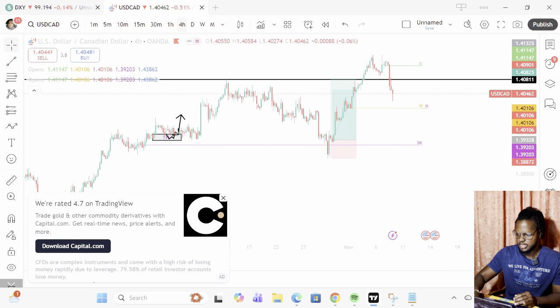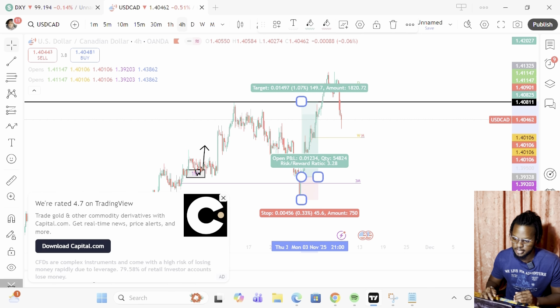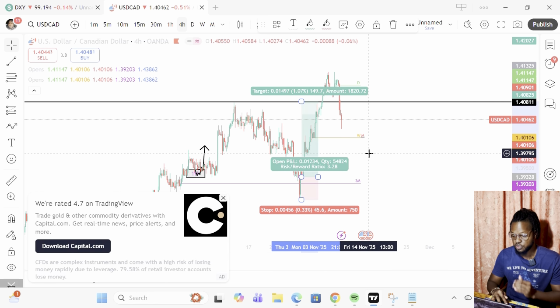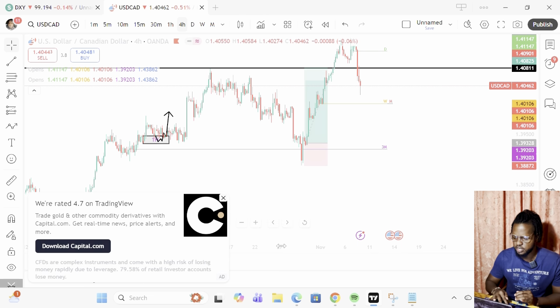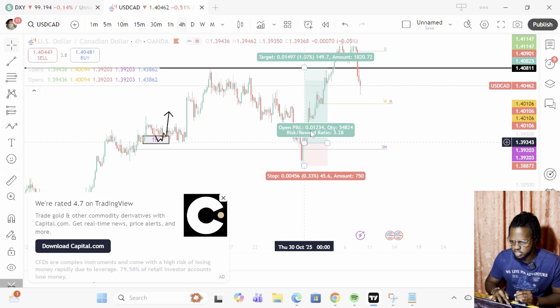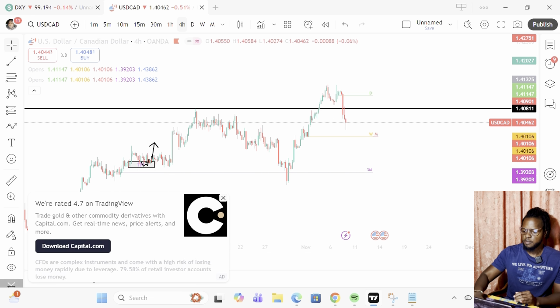So USD CAD is making a really nice pullback. We took a beautiful win on this. Yeah, this was my best trade in like weeks. We took well over 3 to 1 risk to reward, and it actually happened very quickly. I think we took this trade on a Thursday, and by Monday, Tuesday the following week it was done. So we can delete that for now.